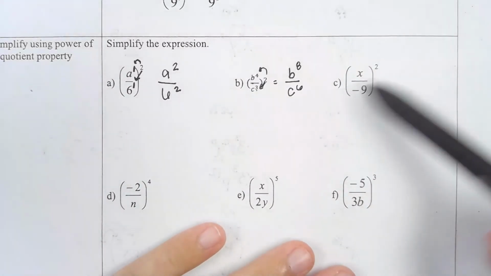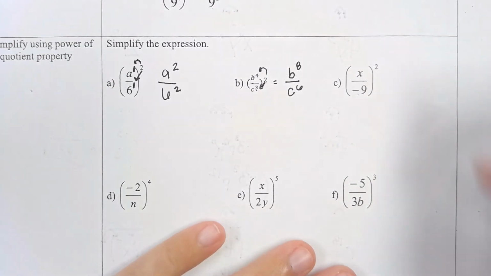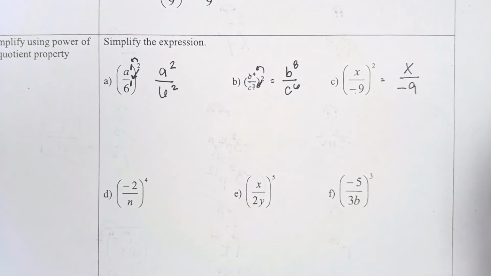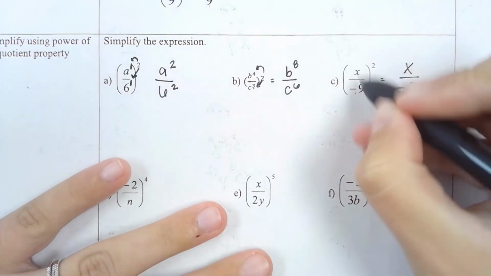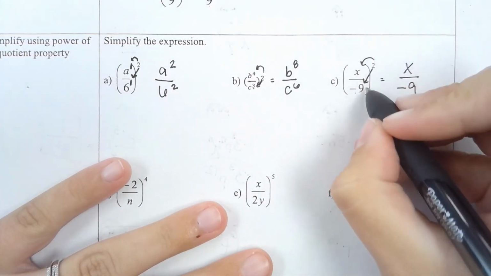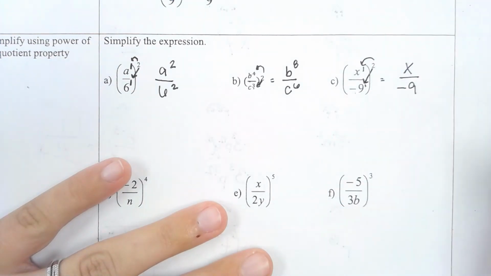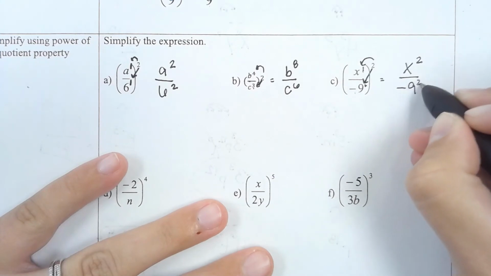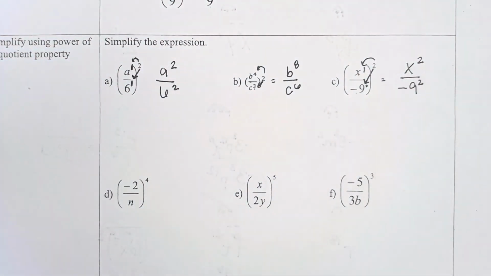All right, C. I can't do anything with x and -9, so in my answer I'm going to leave the x and -9. So I'm going to leave my bases. And then again, you're just multiplying. If you're taking it to a power, you're multiplying your exponents together. So again, if they don't have exponents, put the 1s. So 1 times 2 is 2. 1 times 2 is 2. So that would be x to the second over -9 to the second.